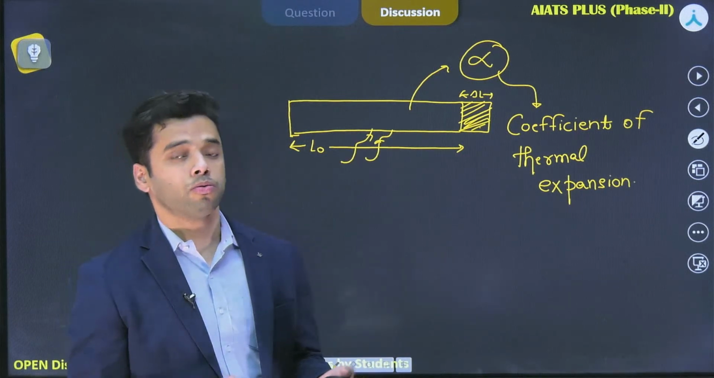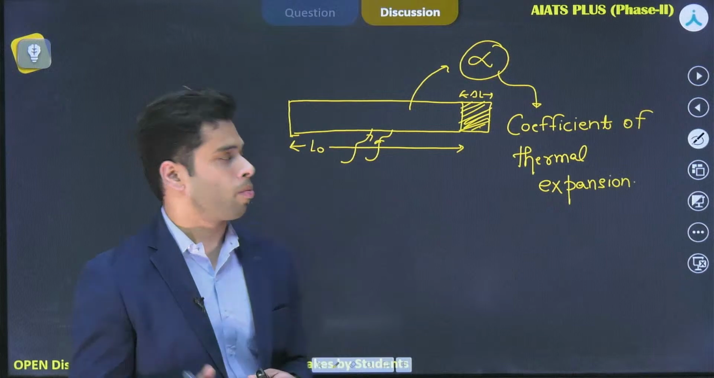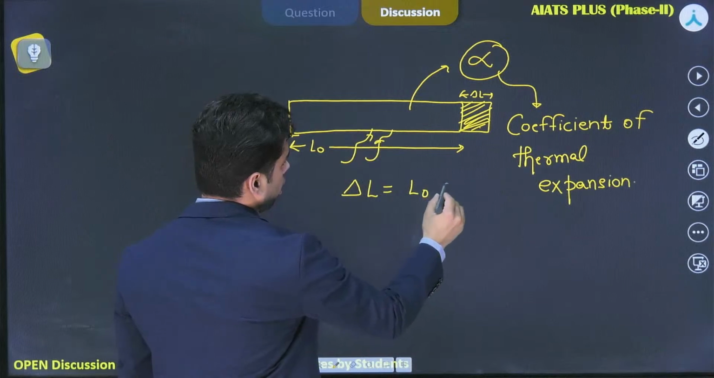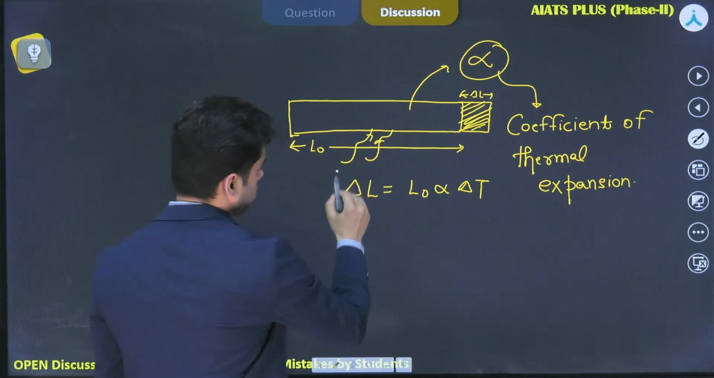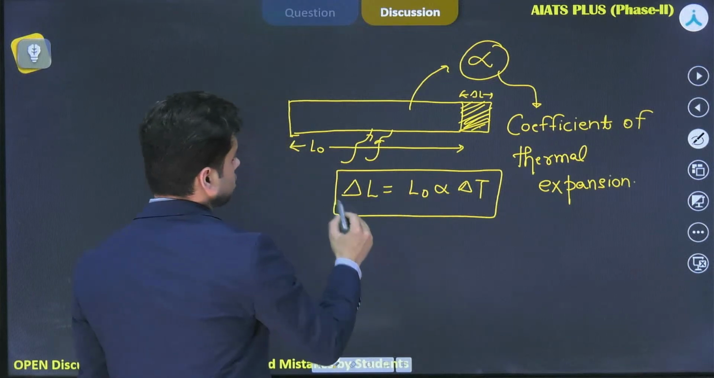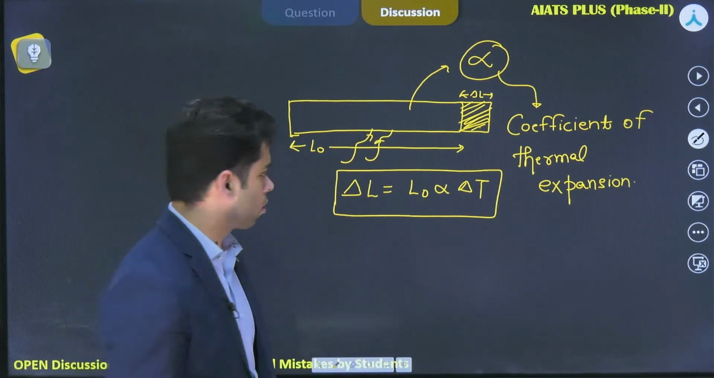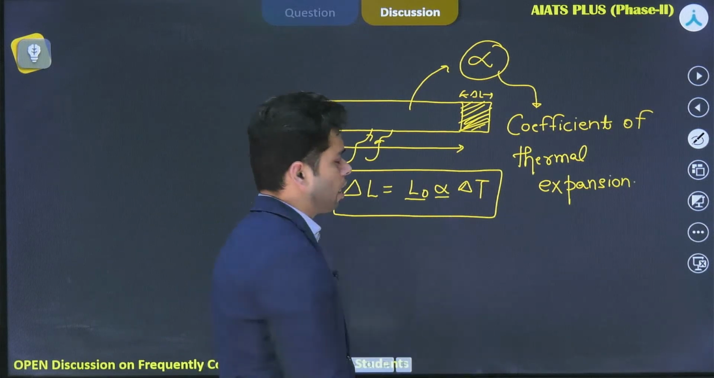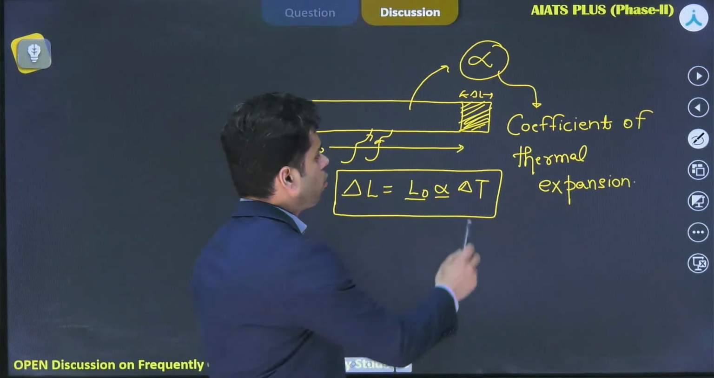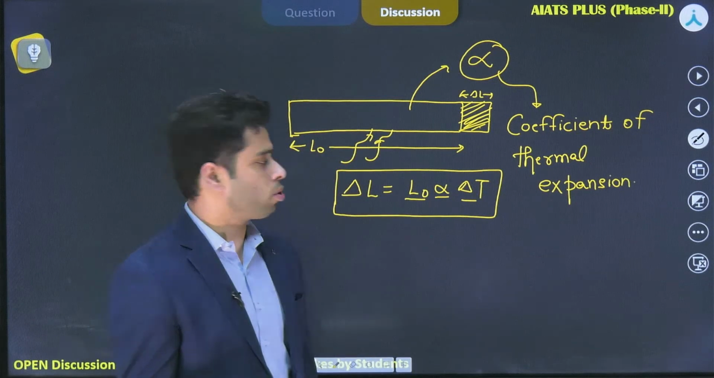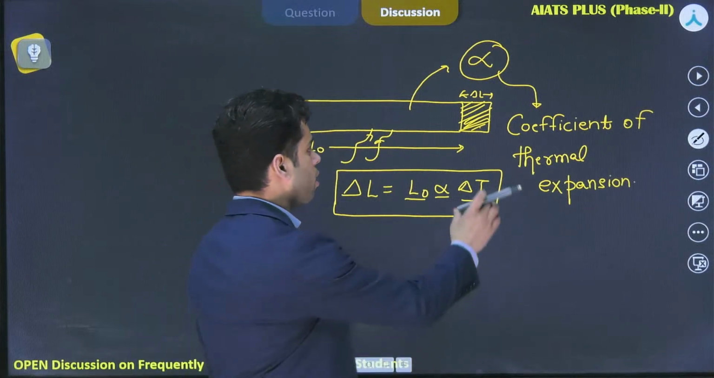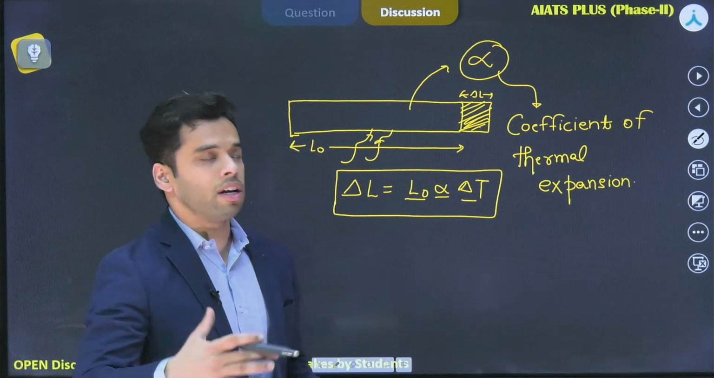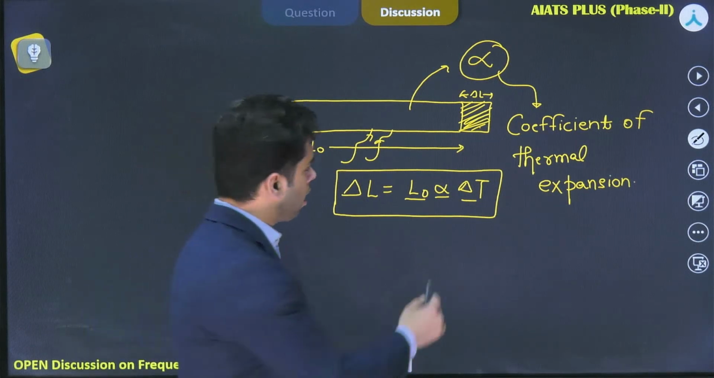Now from whatever you have studied in the chapter of thermal properties of matter, you know that this delta L is given by L0 alpha delta T. What is L0? L0 is the original length of the metallic bar. Alpha is the coefficient of thermal expansion, and delta T is the amount by which the temperature of the rod is changed. Suppose that the change in the temperature is delta T and original length is L0. So this delta L, whatever the amount of length it will be increased by, it is given by L0 alpha delta T, right?